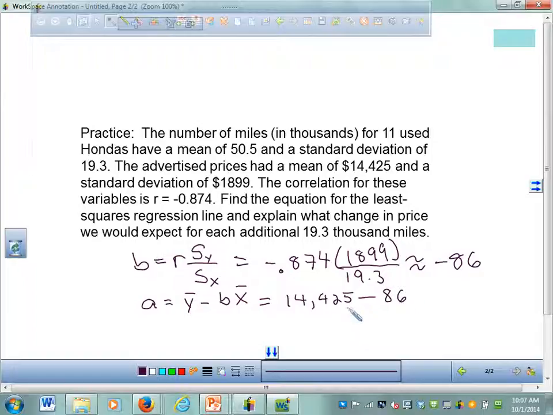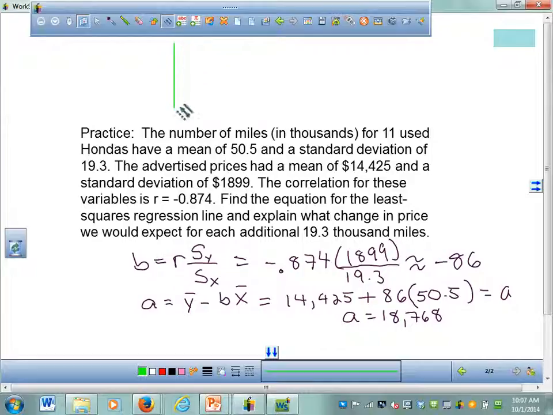Oh, it's minus, right? So it's going to be plus. You understand that? Because B is negative. So it's minus, plus 86 times the mean of the x's, which is 50.5. Okay? You understand what I'm doing? I'm finding A. So that number is equal to A. All right? And if I do that on my calculator, I get that A is equal to 18,768. Okay? And that's in dollars, which kind of makes sense.